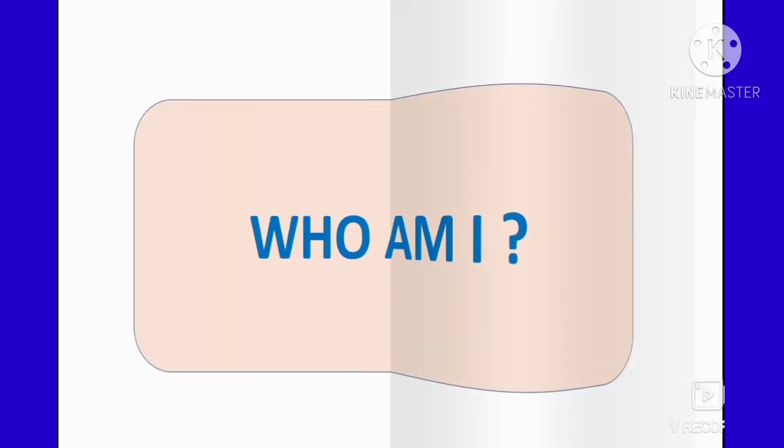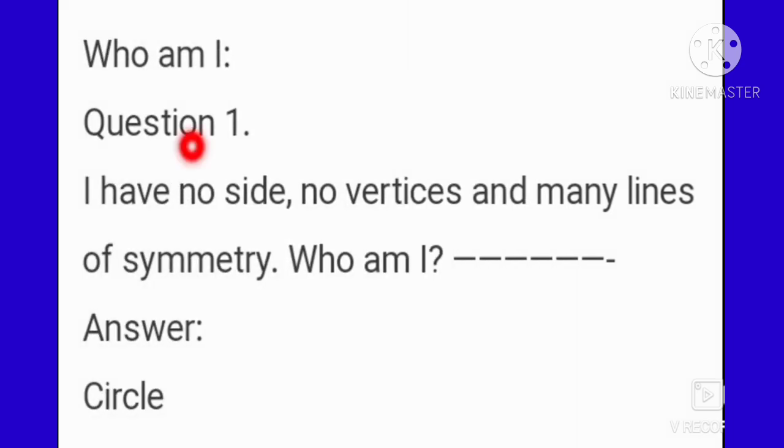Who am I? Question number 1. I have no side, no vertices, and many lines of symmetry. Who am I? Listen carefully. I have no side, no vertices, but I have many lines of symmetry. Who am I? So, the answer is circle. Children, see the shape. It has no side, no vertices, but it has infinite lines of symmetry.